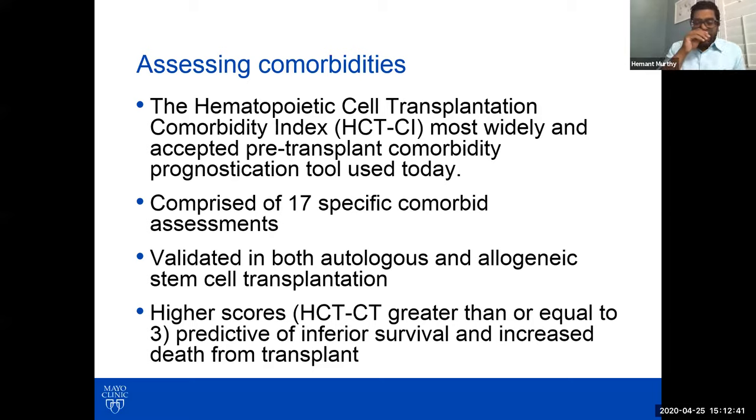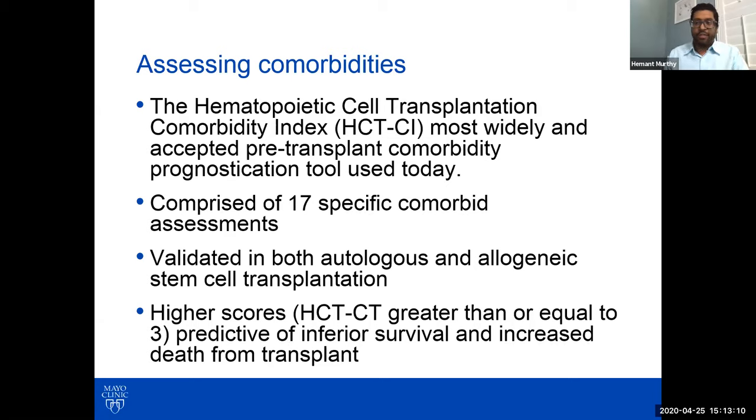And what we see is people with fewer comorbid conditions, people with a lower score, do better. This score is not just about medical history. It also incorporates those other things I mentioned, like your heart function, your pulmonary function tests, and infections, as well as your medical history. And we know the higher your score, the higher the risk of you suffering or potentially dying from your transplant.